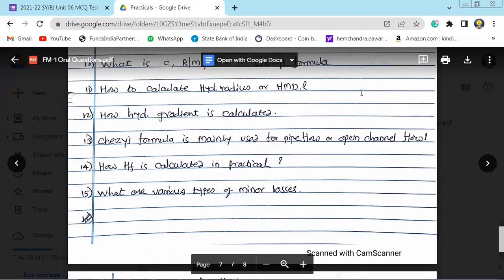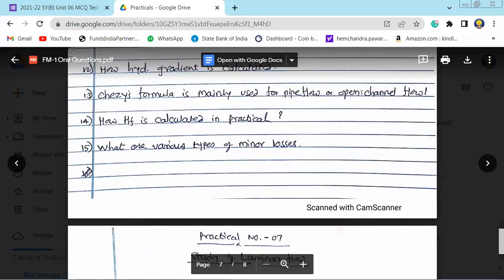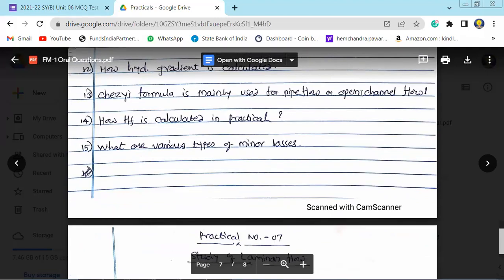Chezy's formula is mainly used for pipe flow or open channel flow? How is head loss due to friction calculated in the practical? What are the various types of major losses?